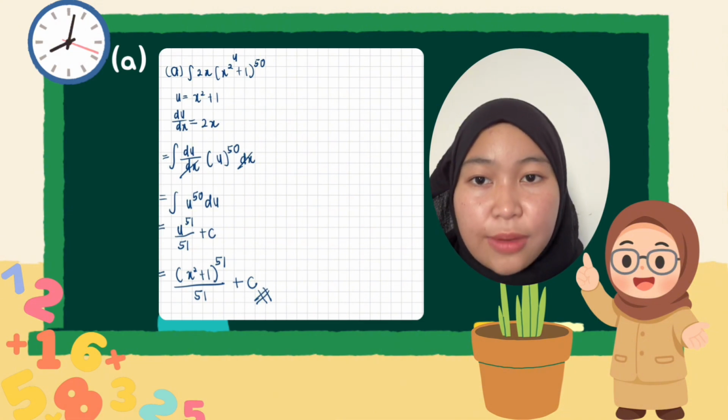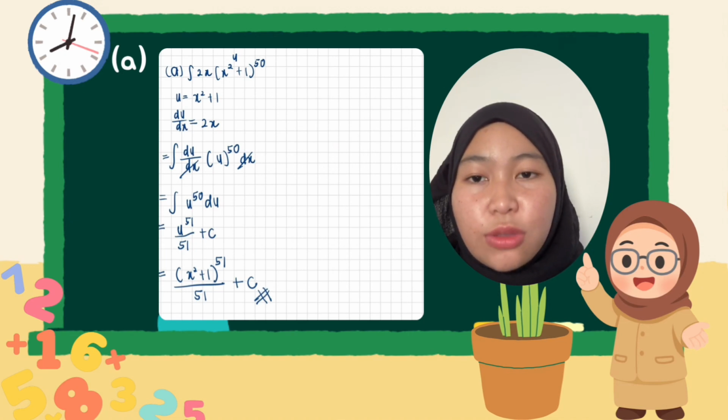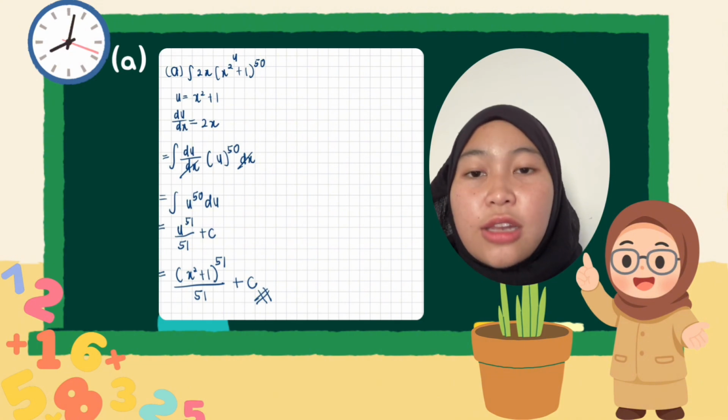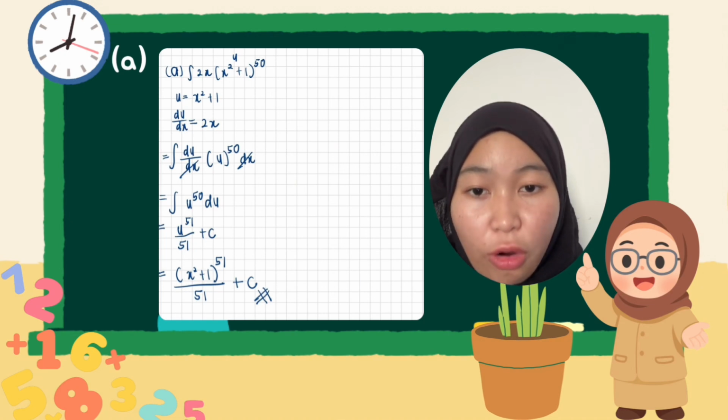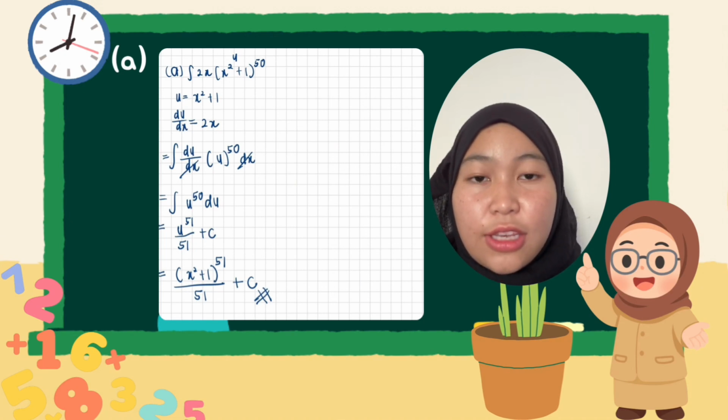to 2x. Looking back at our original problem, we can see the remaining 2x and the x components perfectly match our derivatives, allowing us to substitute them out and rewrite the entire problem in terms of u as the integral of u to the power of 50 du.